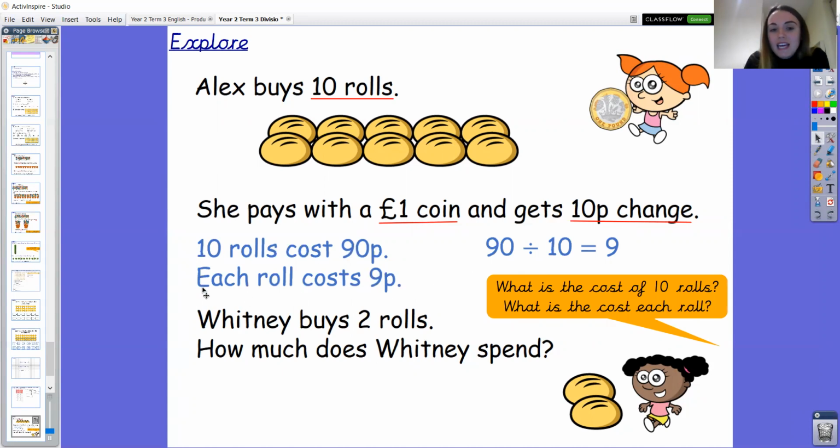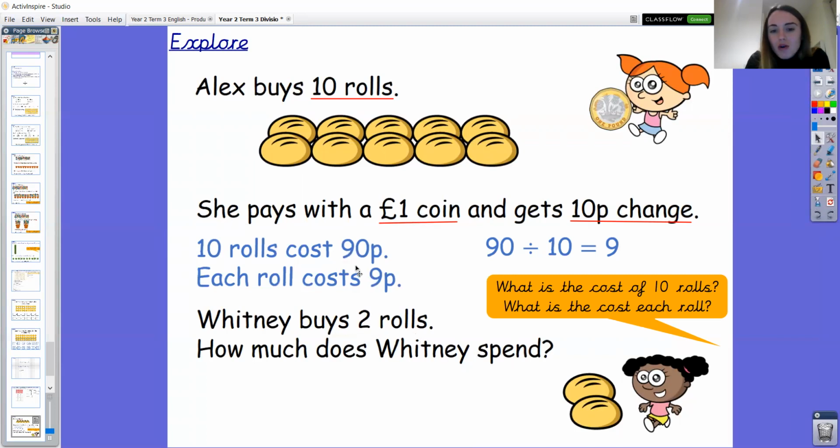Should we say that together? Each roll costs 9p. Okay, so using this knowledge, let's have a think about Whitney. Whitney buys 2 rolls. How much does Whitney spend? Please pause the video to discuss, and I know you can use your Learn It facts here to help you. Brilliant, great thinking, Year 2. Okay, so with our Learn It facts, it is addition, but I'm also wondering what is the multiplication here to represent what Whitney has bought?